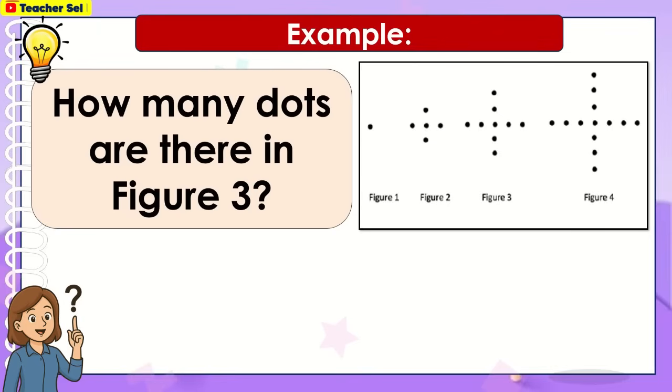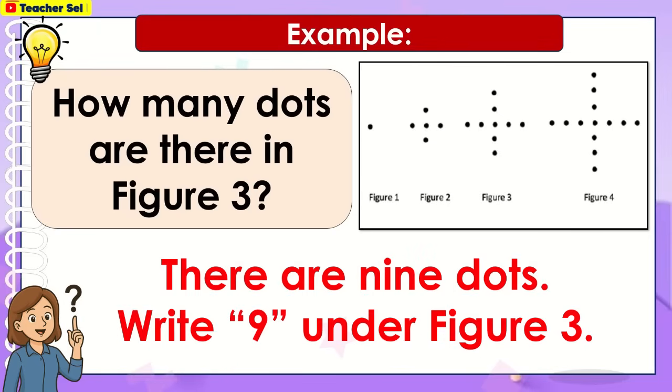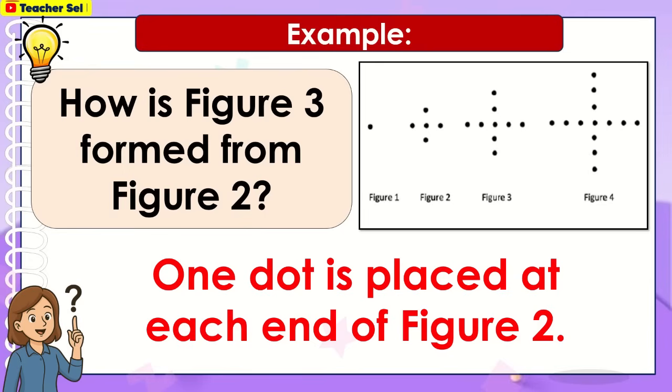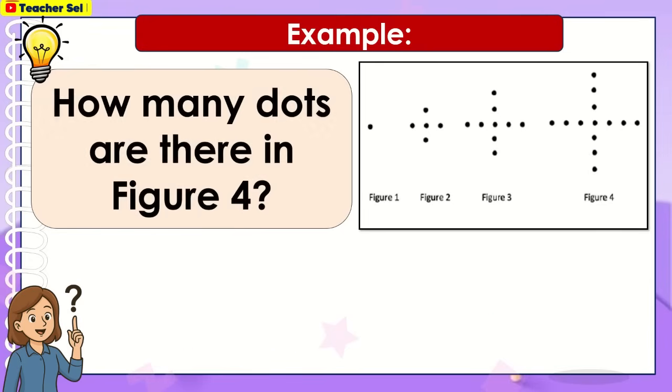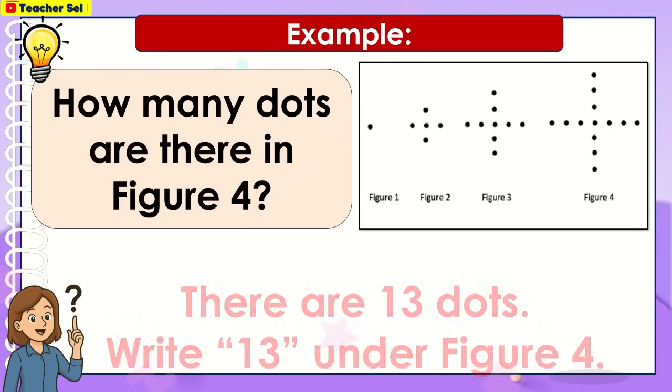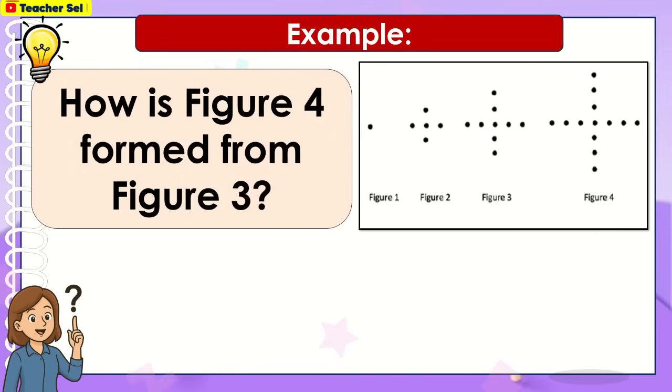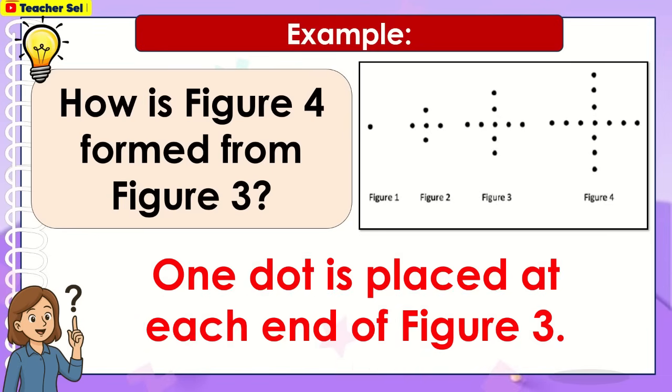How many dots are there in figure 3? There are 9 dots. Write 9 under figure 3. How is figure 3 formed from figure 2? One dot is placed at each end of figure 2. How many dots are there in figure 4? There are 13 dots. Write 13 under figure 4. How is figure 4 formed from figure 3? One dot is placed at each end of figure 3.